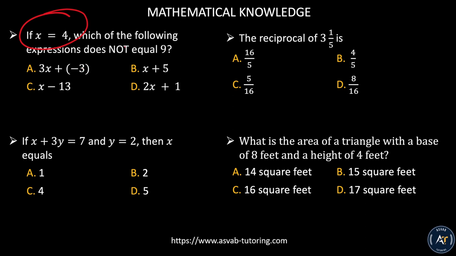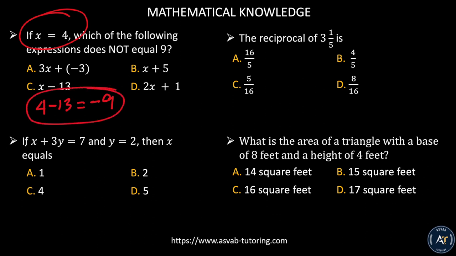If you do B, 5 plus 4 is 9. Do letter C, 4 minus 13, that gives you negative 9, right? So that is the correct answer.